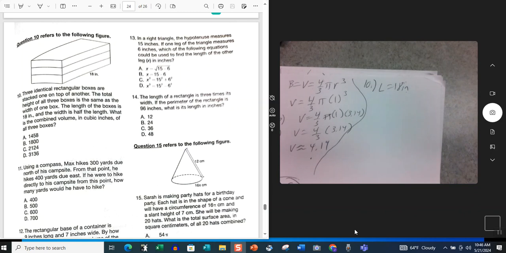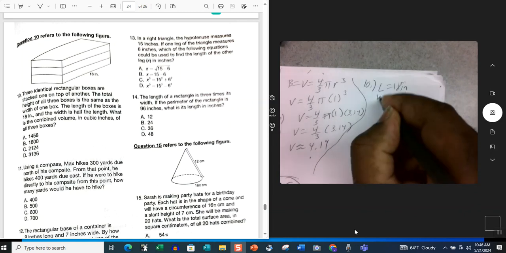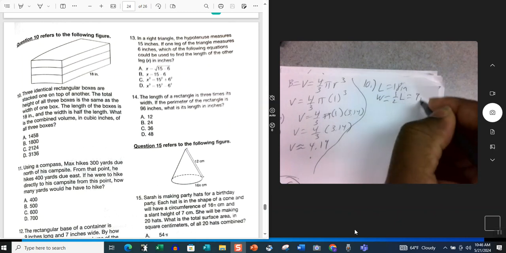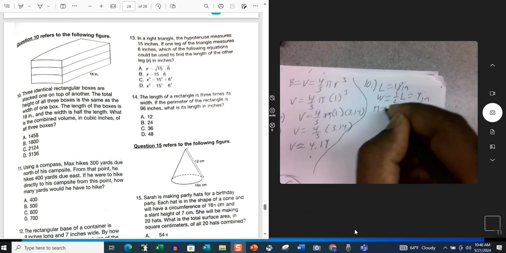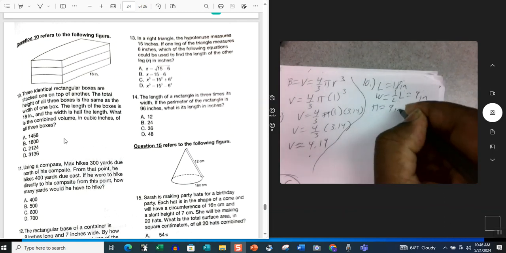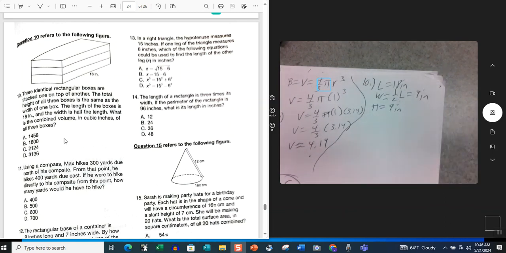Okay, and the width is half the length. So the width is half the length, which will give us 9 inches. Now remember, the height, we're told here that the height of all 3 boxes is the same as the width of one box. So this means this will be 9 inches as well. So now we're asked here, what is the combined volume in cubic inches of all 3 boxes?